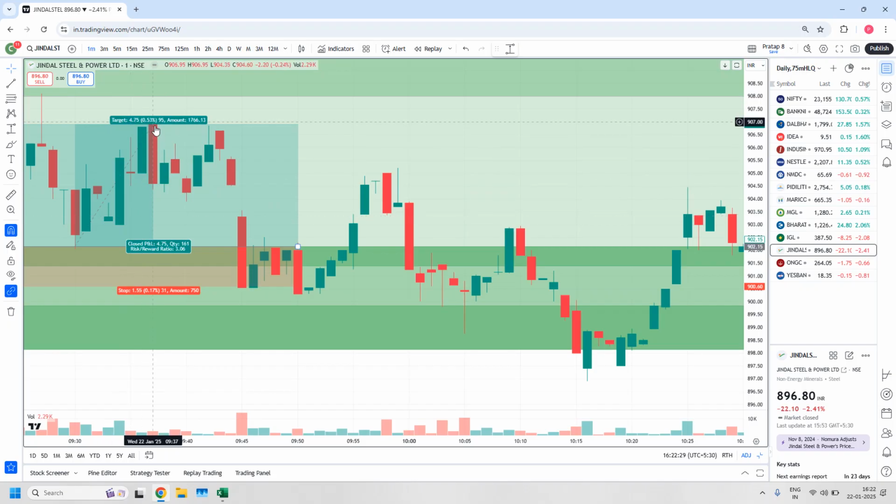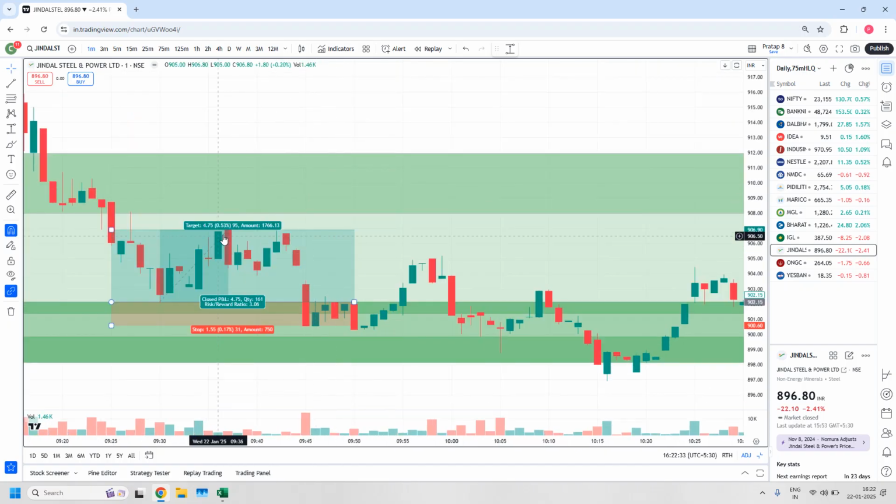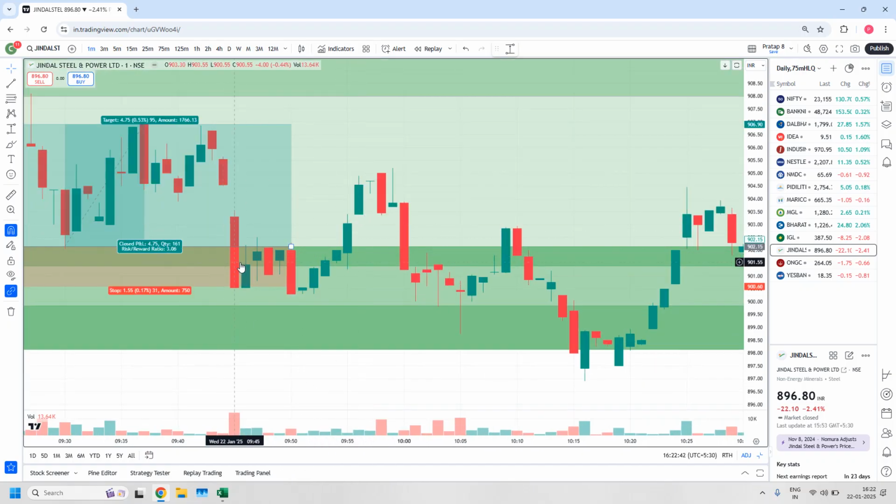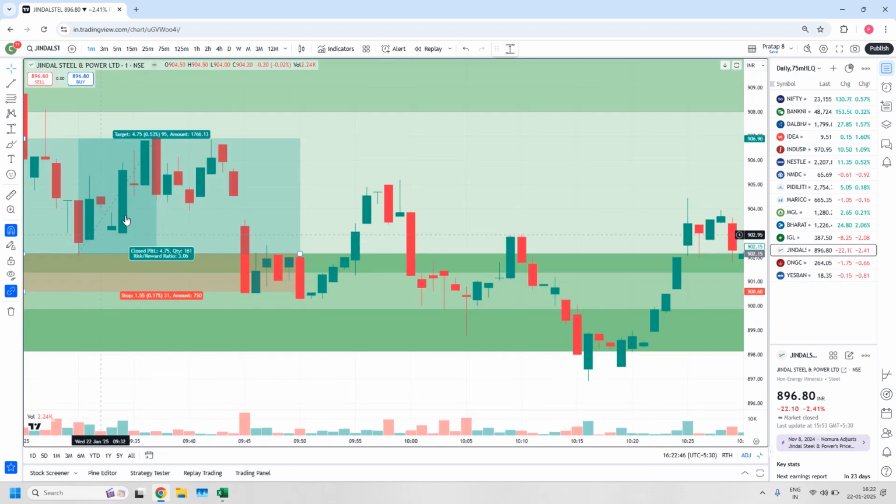Those who did not book the profit at the 1:3 level, those who booked at the 1:3 level, you would have got the maximum profit. After that, what happened? This zone is violated. If anybody had planned a second trade in this, your second trade would have been stopped out here. But anyway, you already got some profit here.